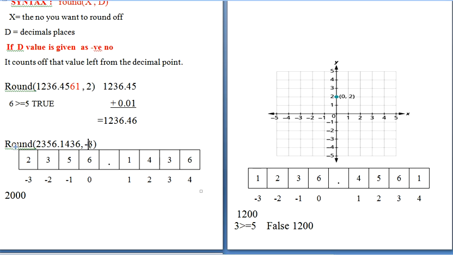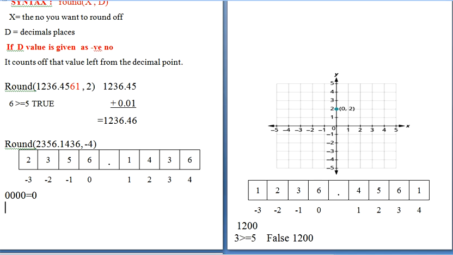Suppose here it is given as minus 4. So how will it work now? Round off 2356.1436 comma minus 4. Is any minus 4 digit present in the given number? No. So nothing should be considered for this number. So what will be the answer? You will be getting all zeros, which is nothing but equal to a single 0. So in this case, the output you will get is 0.